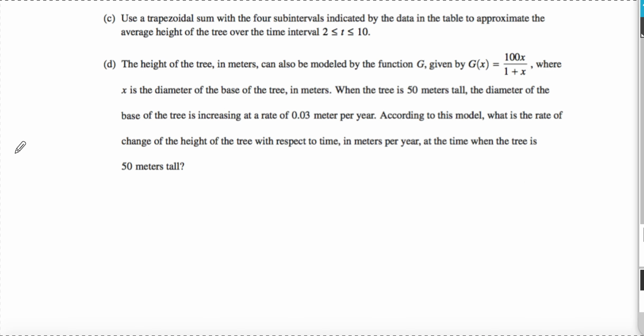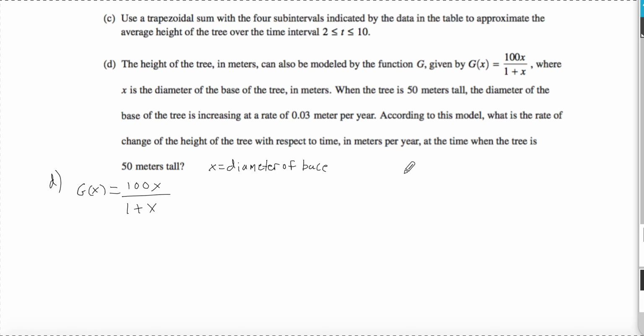Part D says the height of the tree in meters can also be modeled by this function g of t, or g of x. So I'm going to just write that down here. G of x is 100x over 1 plus x, where x is the diameter of the base of the tree. Make a note, x is diameter of base. So this is measuring the height as a function of the diameter of the base.